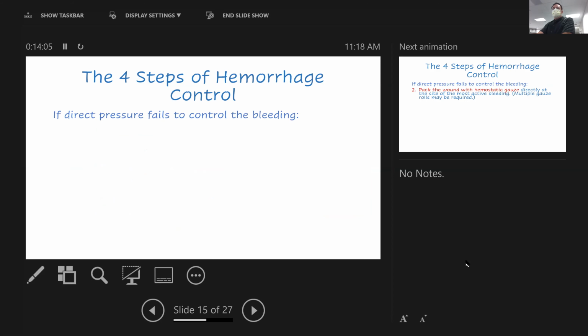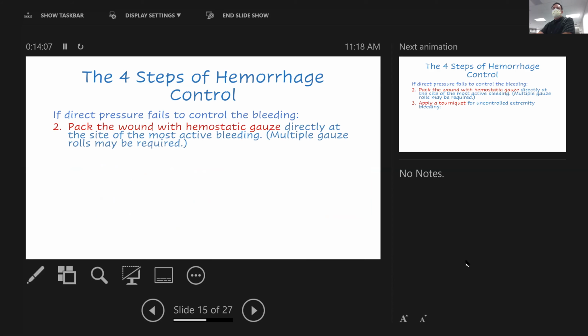But if direct pressure fails to control bleeding, then there's other things we can do to help encourage cessation of bleeding. 1, packing the wound with hemostatic gauze directly into the site of the most active bleeding. You may end up having to use multiple gauze rolls.